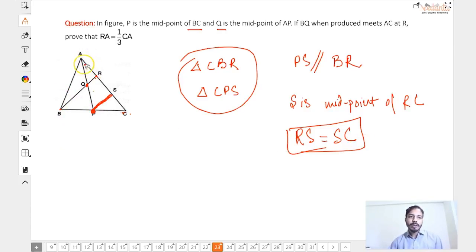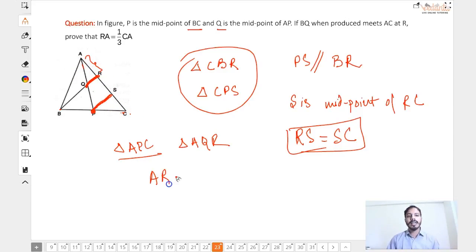Now the next thing is I need to do something with this part. So let me take this triangle APC, and let me join this line because I need to work with this part. Now you see guys, here Q is the midpoint of this side. Before that we can say that triangle APS and triangle AQR are similar. We can prove that easily. Now once you proved it, you can say that if Q is the midpoint, R is also the midpoint of this side. So we can write that AR is equal to RS. And from here we know that RS is equal to SC.